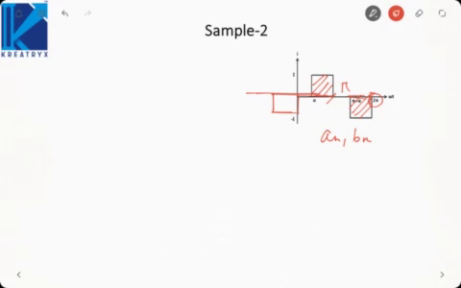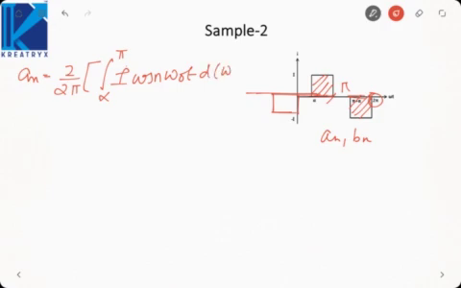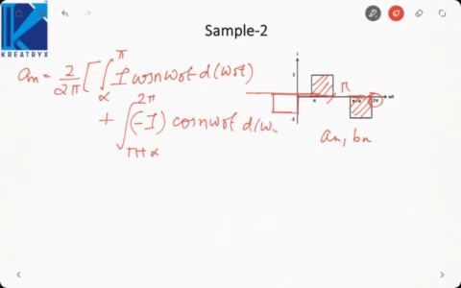So first let me calculate an. It will be 2 by 2 pi, integral alpha to pi I cos n omega naught t d omega naught t, plus minus I from pi plus alpha to 2 pi cos n omega naught t d omega naught t.